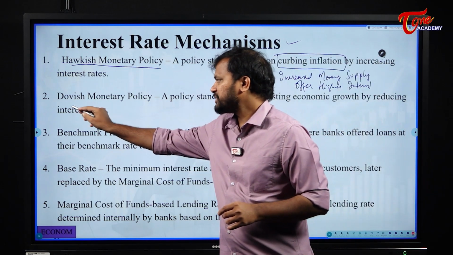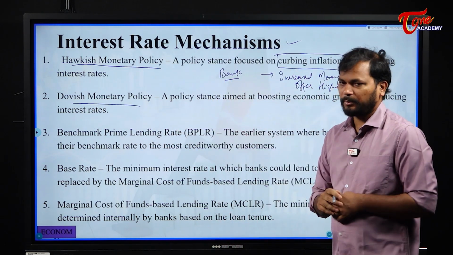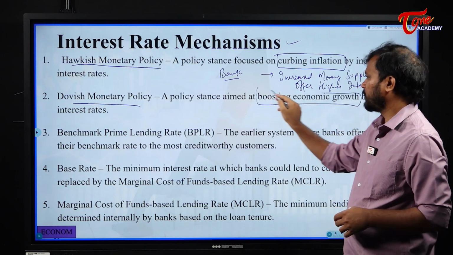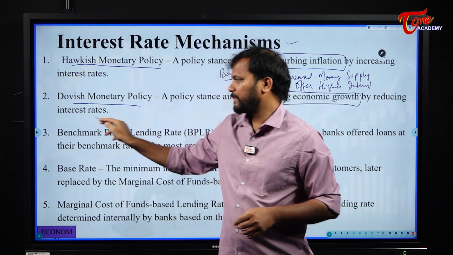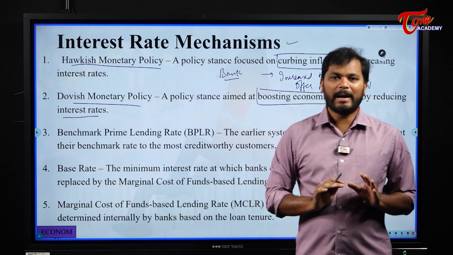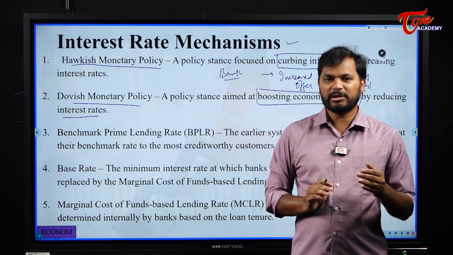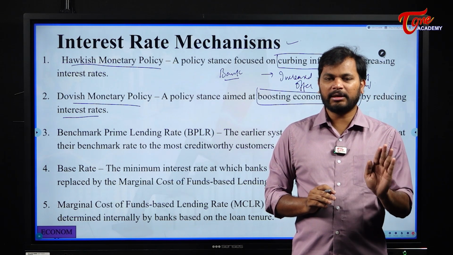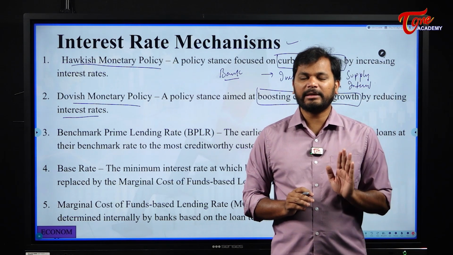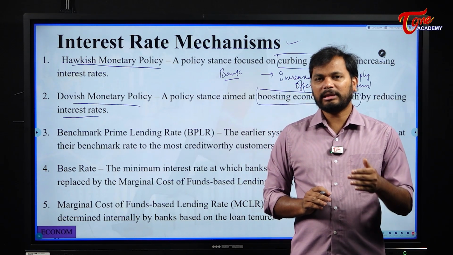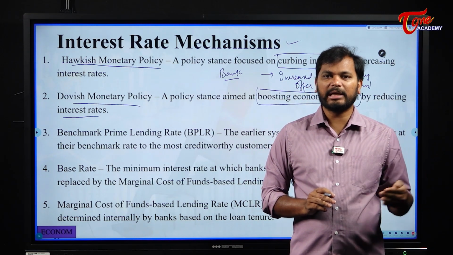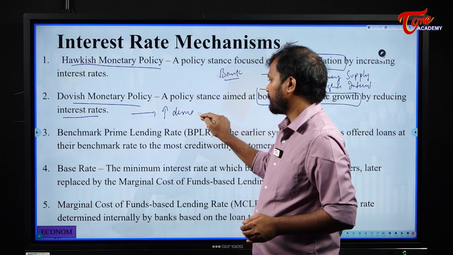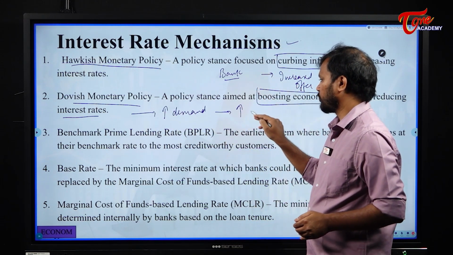Next, dovish monetary policy. It is a monetary policy aimed at boosting economic growth by reducing the interest rates. Now the banks don't want the depositors to deposit money in the banks. They want the money to be spent, they want the money to be held by the public, so that the money can be used for spending, leading to increased demand, leading to increased growth.